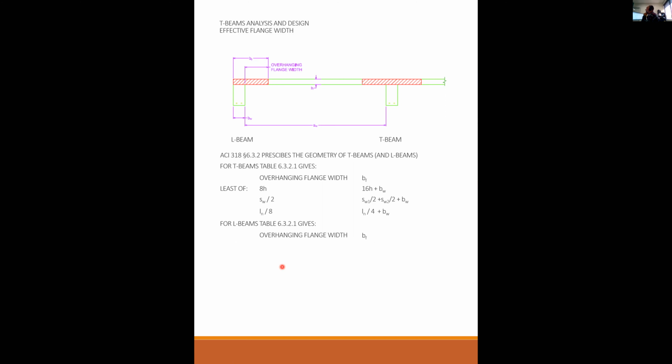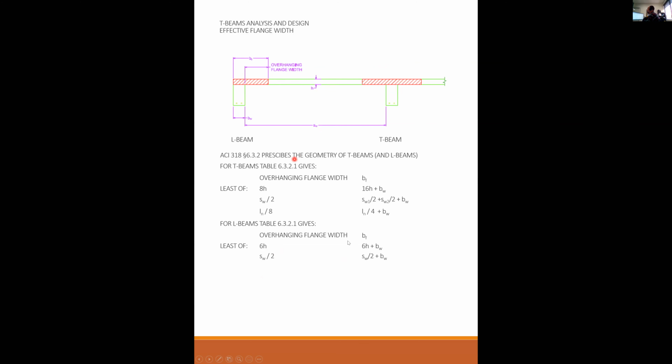Okay. For L-beams, you don't get quite as much of an overhanging flange. So it is the least of 6 times the thickness of the slab. So the effective width would be 6 times the thickness of the slab plus the width of the beam. Or you can get s sub w over 2 as the overhanging flange. In other words, your overhanging flange cannot extend more than halfway to the next beam, because that beam is using this half of the flange. You can't double dip. So that's why there is this restriction of s sub w over 2.